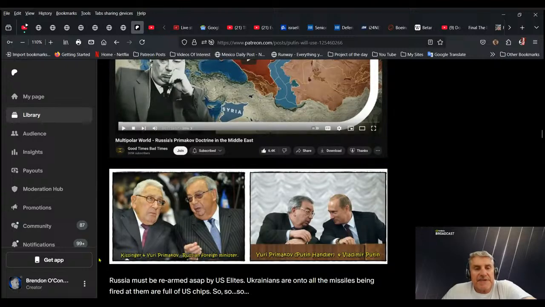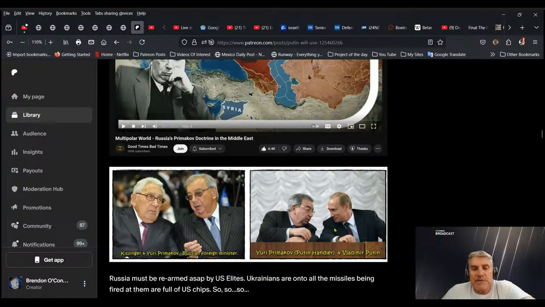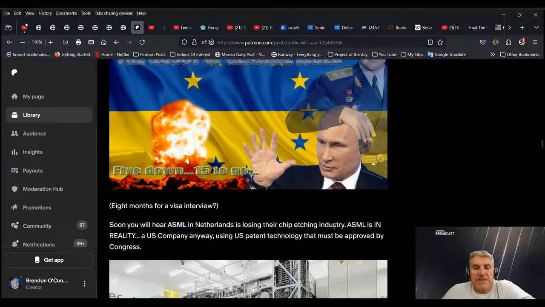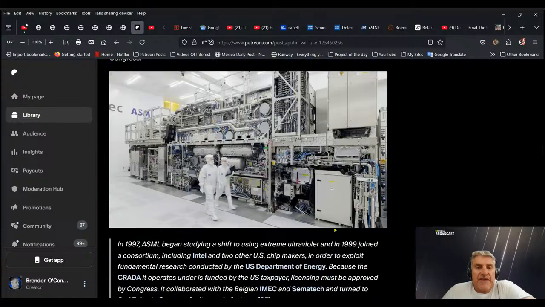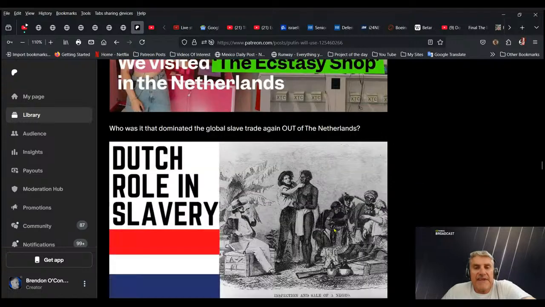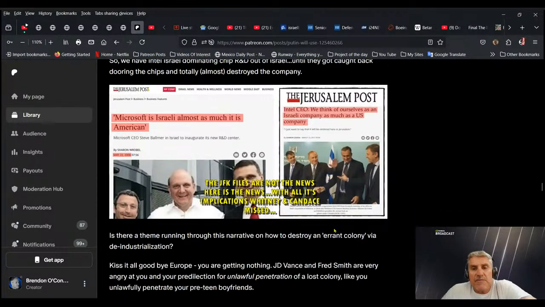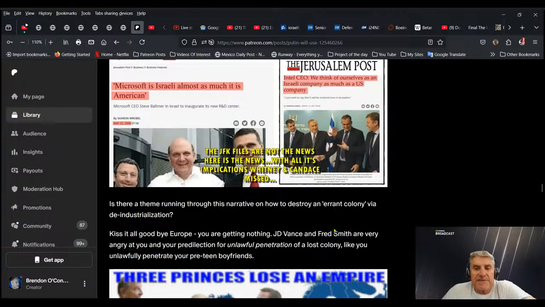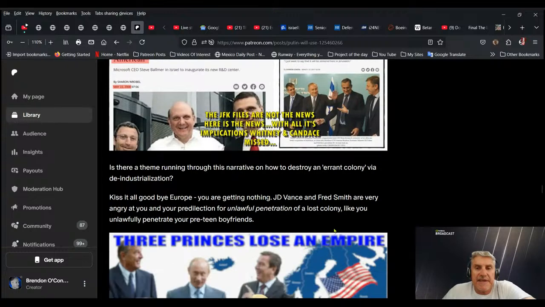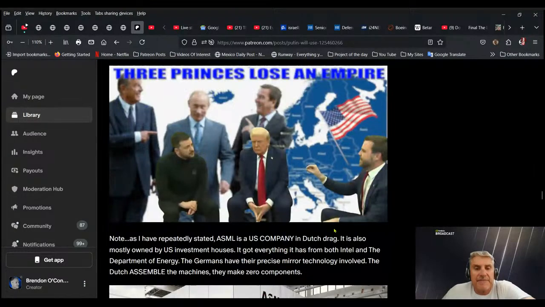Primakov Doctrine. There's Kissinger with Evgeny Primakov. Their boy Putin, which no one wants to talk about. Scott Ritter doesn't want to talk about it. Then you have ASML. Then you have the ecstasy trade, Dutch role in slavery, Professor Tony Martin. I'm doing a big new post on this. I'm just writing out the script to make it all happen.